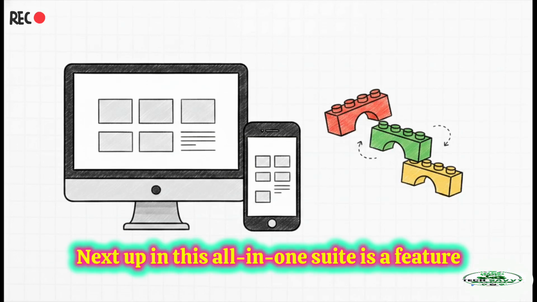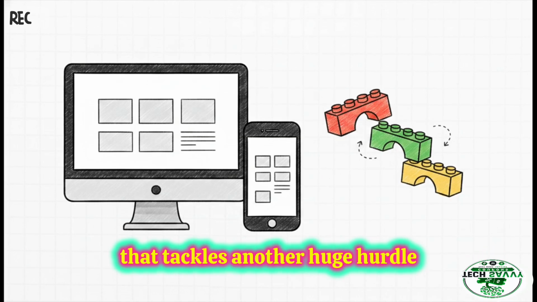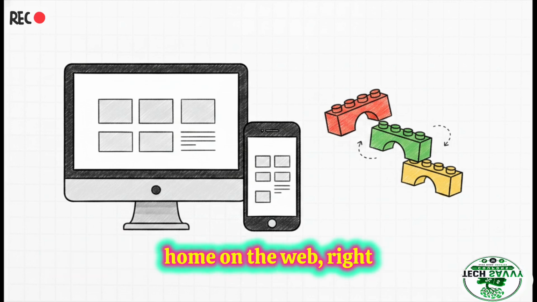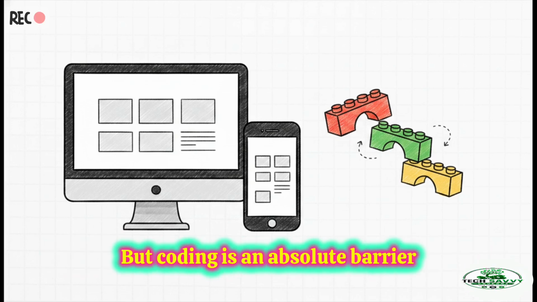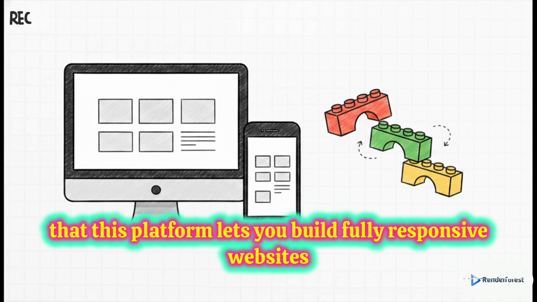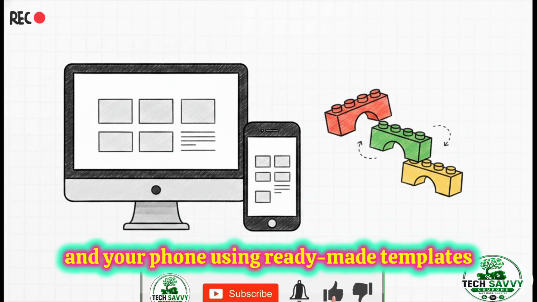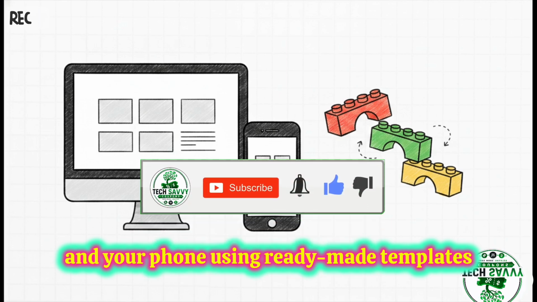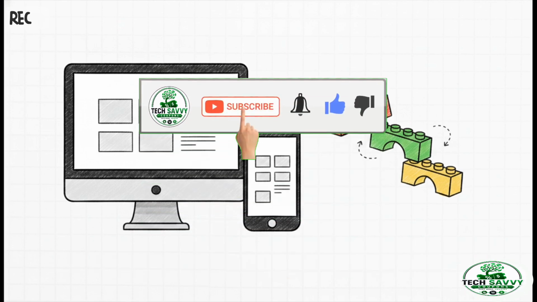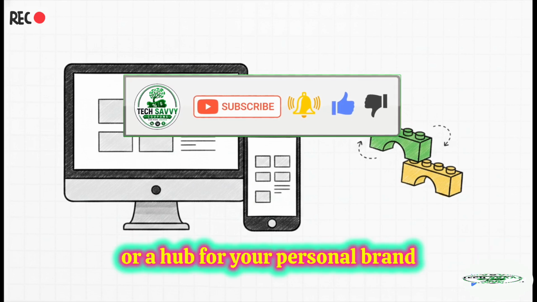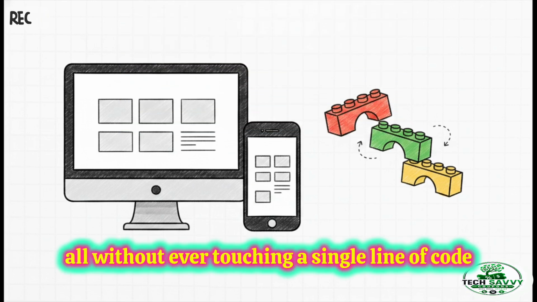Next up in this all-in-one suite is a feature that tackles another huge hurdle, and that's the website builder. So many people desperately want a professional home on the web, right? But coding is an absolute barrier. The review highlights that this platform lets you build fully responsive websites, meaning they automatically look great on both desktop and your phone, using ready-made templates. It's pitched as the perfect solution for throwing up a quick portfolio, a landing page for a new product, or a hub for your personal brand, all without ever touching a single line of code.